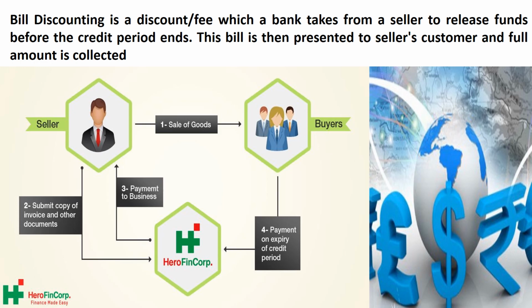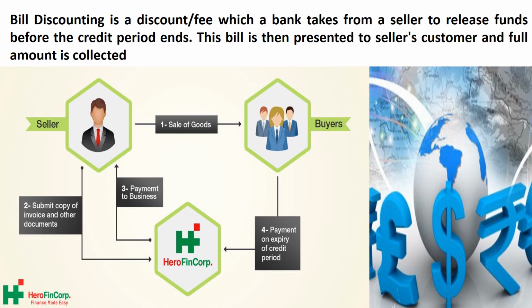Bill discounting is a discount or a fee that a bank takes from a seller to release the funds before the credit period ends. This bill is then presented to the seller's customer and the full amount is collected. Whenever funds have to be released from a bank, the bank requires a discount or a fee amount.